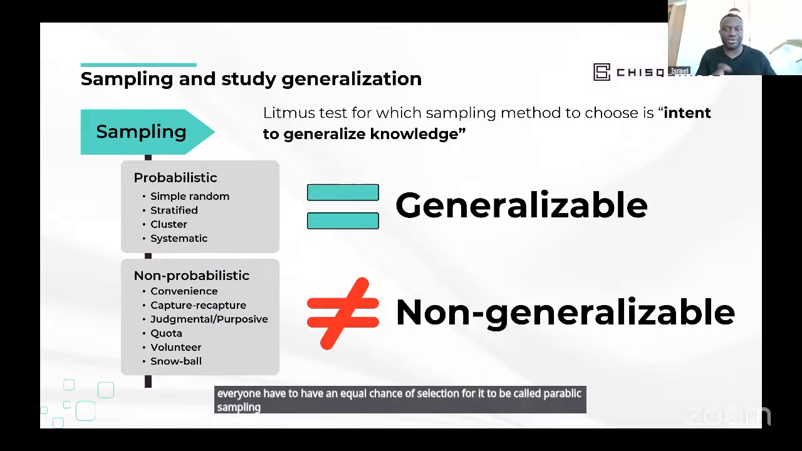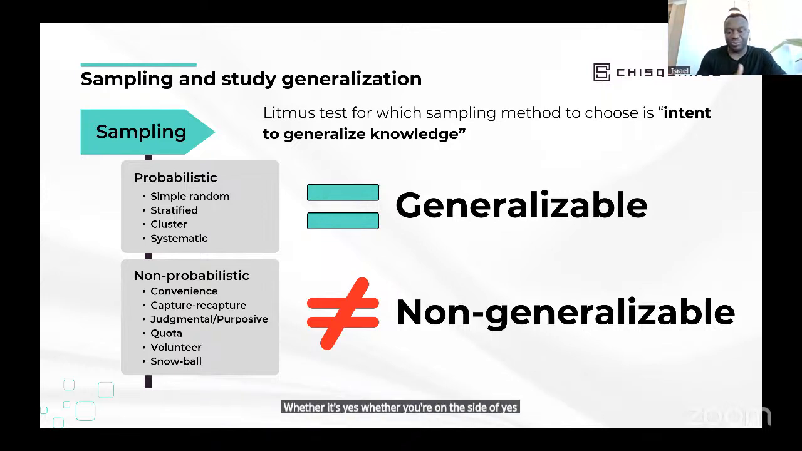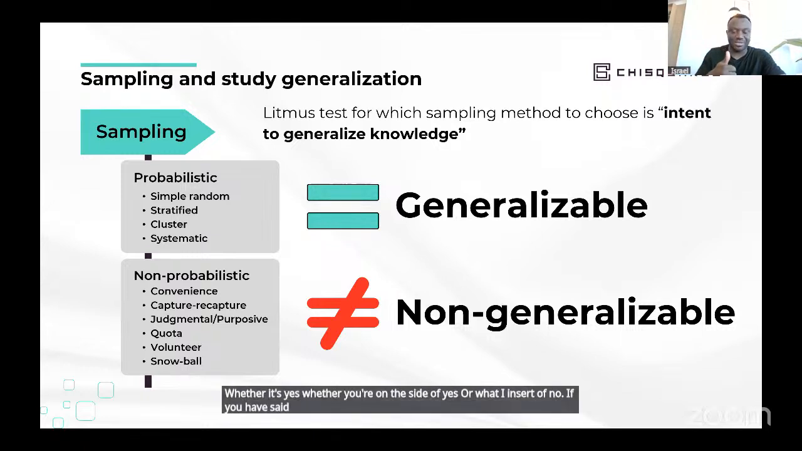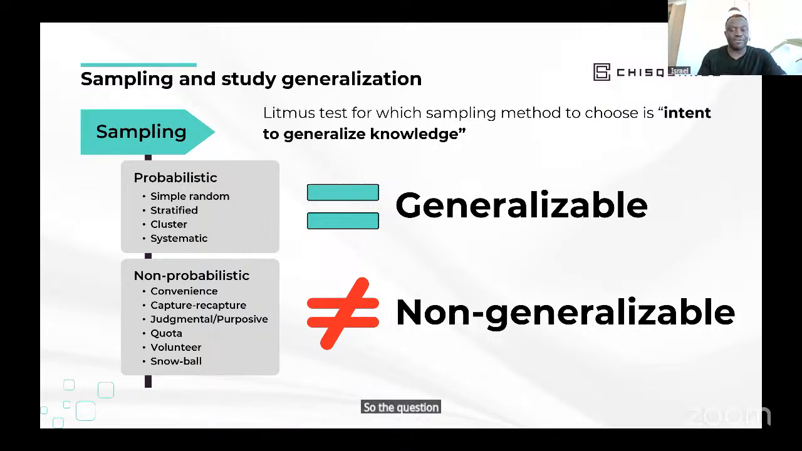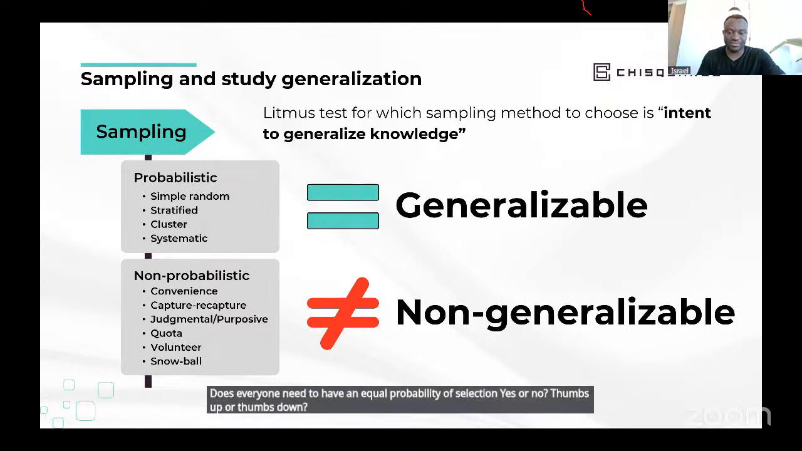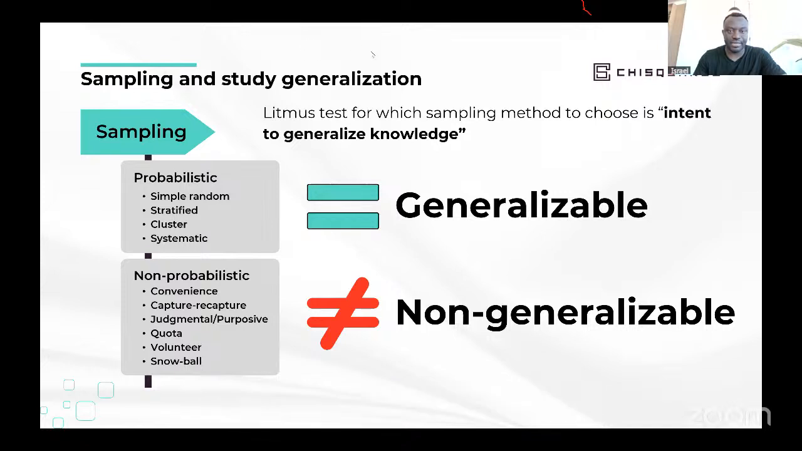Yes or no? You can type your answers in the chat. If you're on the side of yes, you can give me a thumbs up. If you're on the side of no, you can give me a thumbs down. So the question is very simple. For us to say something is probability sampling, does everyone need to have an equal probability of selection? Yes or no? Thumbs up or thumbs down? We have a bunch of no's, but we have a bunch of yeses too.